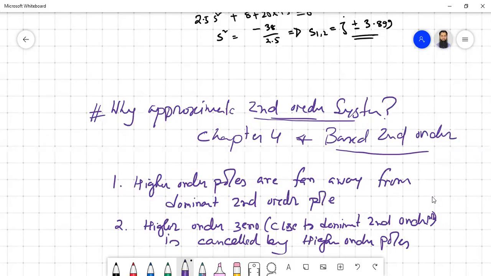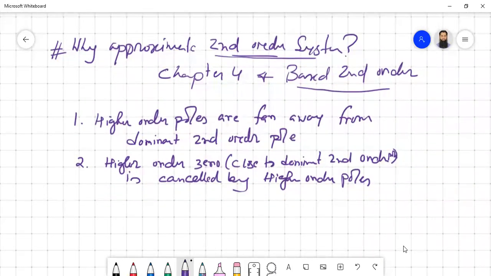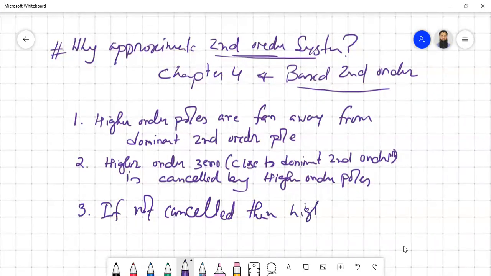Okay, so this is assumption number 2, and assumption number 3 is a continuation of 2: if the zeros are not cancelled, then somehow we have to assume that the higher order zeros are also far away. Okay, let us try to understand these with diagrams.